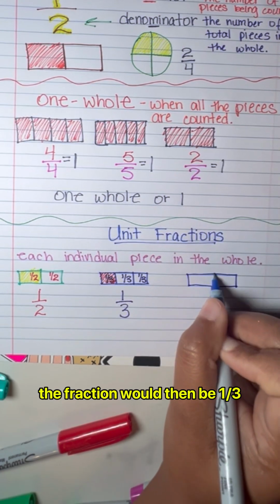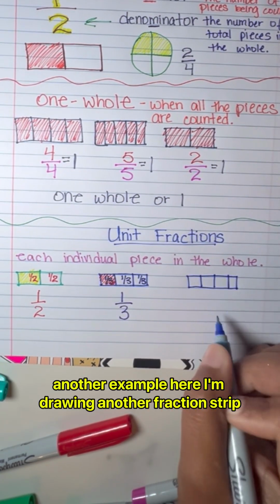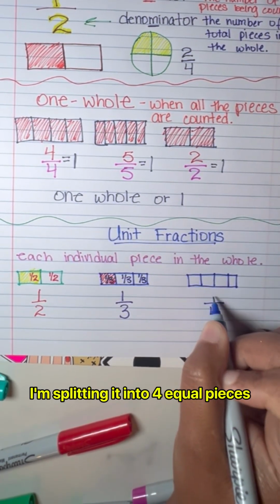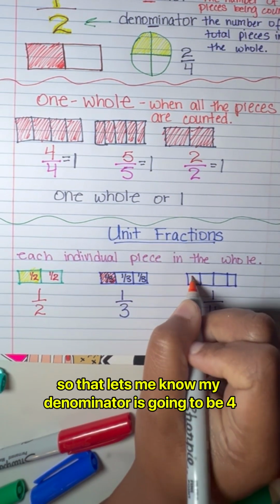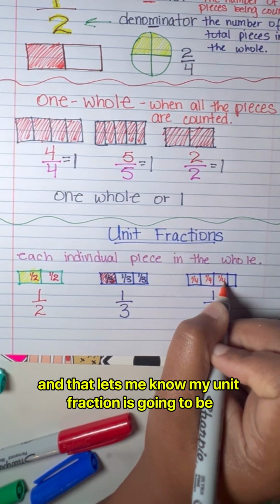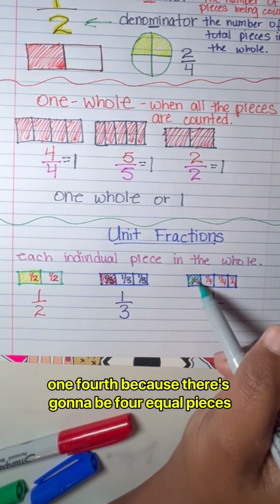Another example here, I'm drawing another fraction strip. I'm splitting it into four equal pieces. So that lets me know my denominator is going to be 4. And that lets me know my unit fraction is going to be 1/4 because there's going to be four equal pieces.